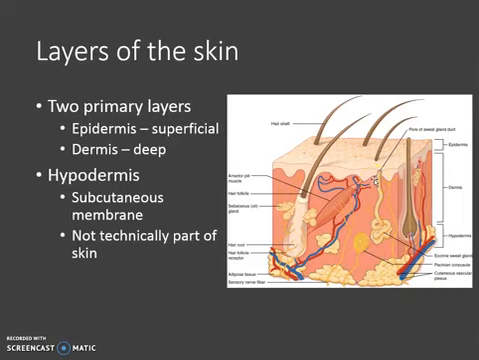The hypodermis is not technically part of the cutaneous membrane, but we often talk about it along with the skin because it helps the skin perform some of its functions. So technically it's the subcutaneous membrane, and it includes primarily fat or adipose tissue and other connective tissue that's deep to the dermis.